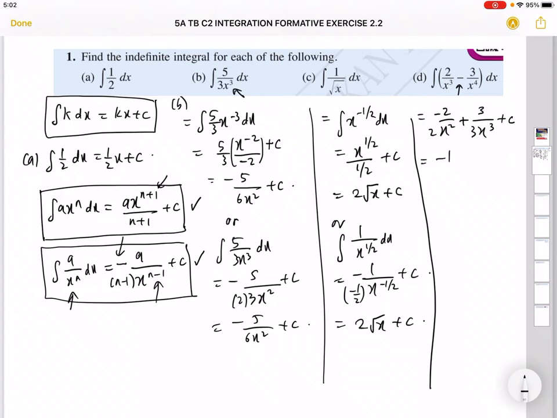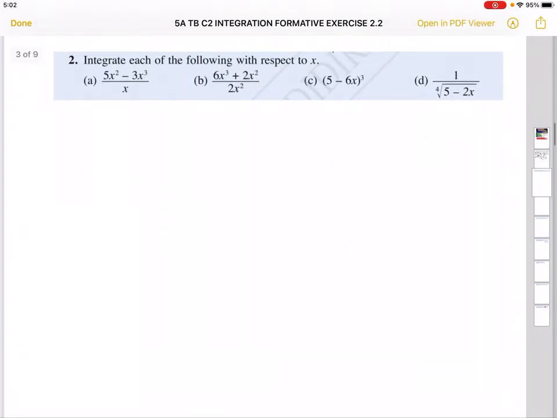Now notice I can simplify this, I can cancel them, so it's negative 1 over x squared and 1 over x cubed plus c. Okay, so this is question number 1. So let's move on to question number 2. So here we have to integrate one by one.